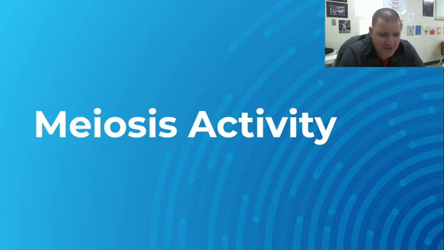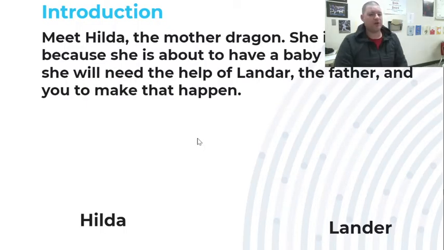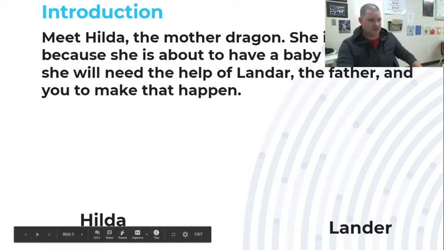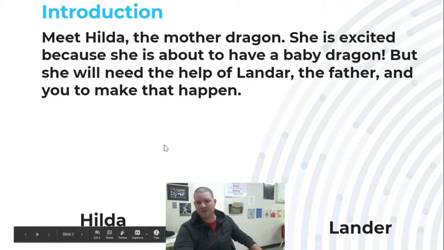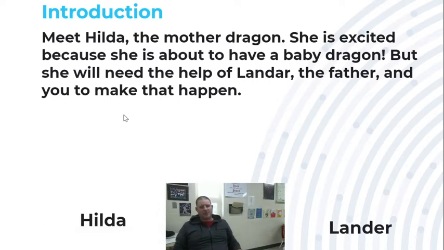But in our meiosis activity, basically we're going to have a mama dragon and a baby dragon. Hold on, let me move myself so you can get the full range of everything. Where's my button at? There it is. Boom. We're going to have Hilda the mama dragon, and she's going to have a baby dragon, and you're going to help her figure out what traits her baby is going to have. With the help of you and the proud Papa Landar, the dragon, you are going to create a baby dragon today.